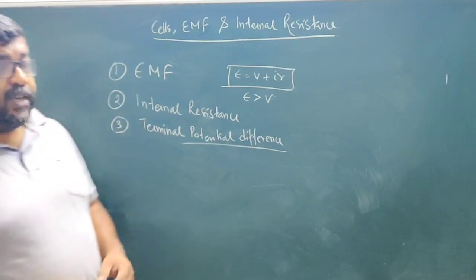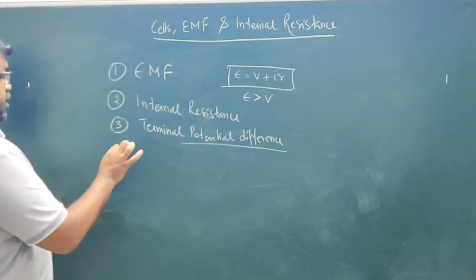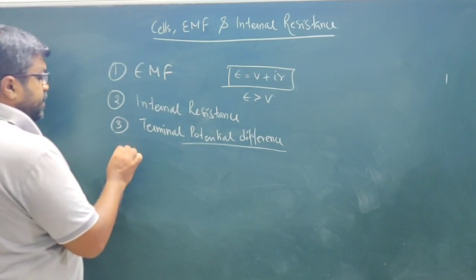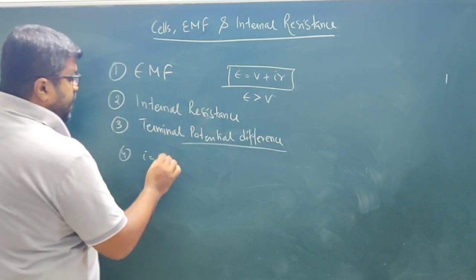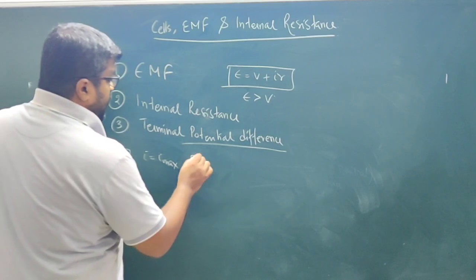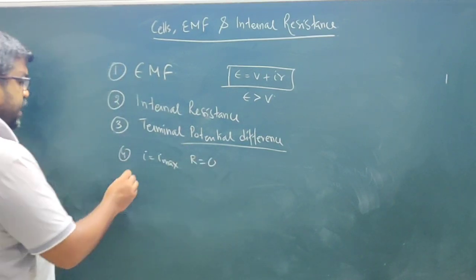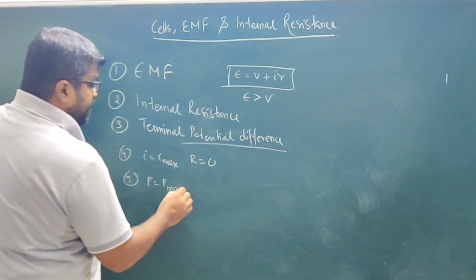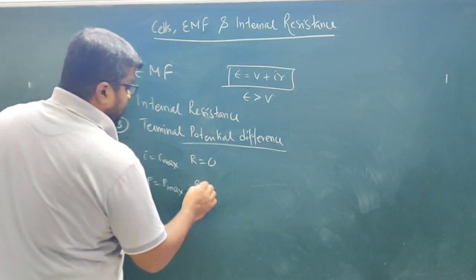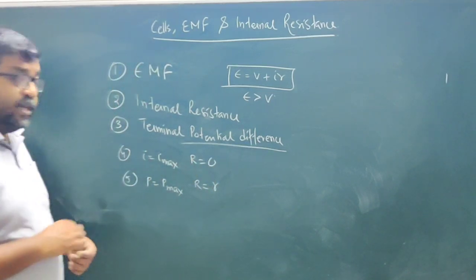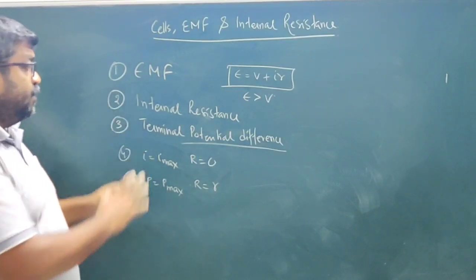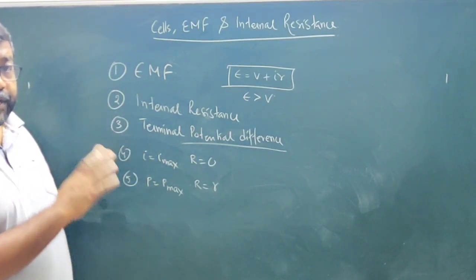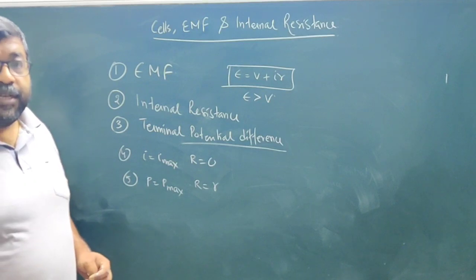Okay. Then we have studied the condition for maximum current. So I equal to I max for R equal to 0, and P is equal to P max for R equal to r. Okay. So these are a few of the important things that we have studied in this video.